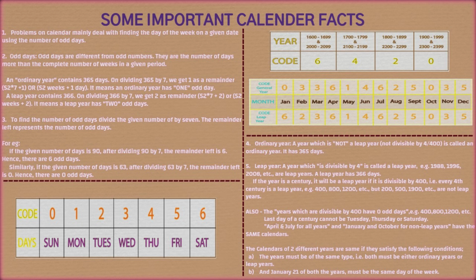Also, remember this, in case you encounter a question involving leap year, then the codes allotted to January and February months will slightly change. That is, the code for January then will become 6 and for February it will become 2, and the rest of the codes will remain as it is. So please keep in mind, in case you encounter a general year, then this code series will be followed, and in case you encounter a leap year, then this series of code will be followed.